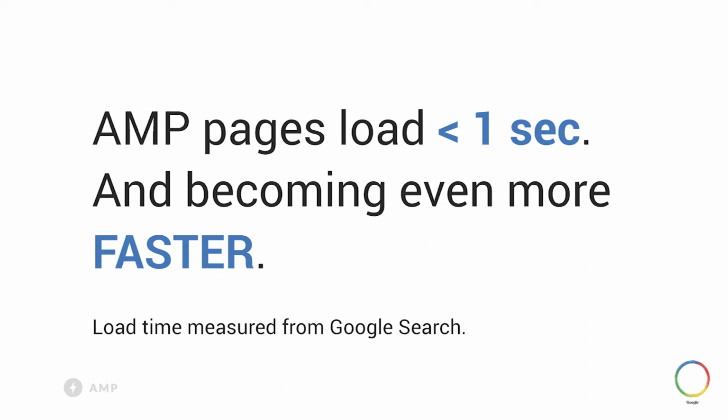From last year's data, the median speed of AMP was 700 milliseconds in first meaningful paint. The more interesting thing is, this year's AMP team's OKR, which is the goal that we want to achieve, is twice faster AMP pages. We want it to be 400 milliseconds. That is 0.4 seconds. So AMP is super fast. It's already fast, but it's becoming even faster and faster.